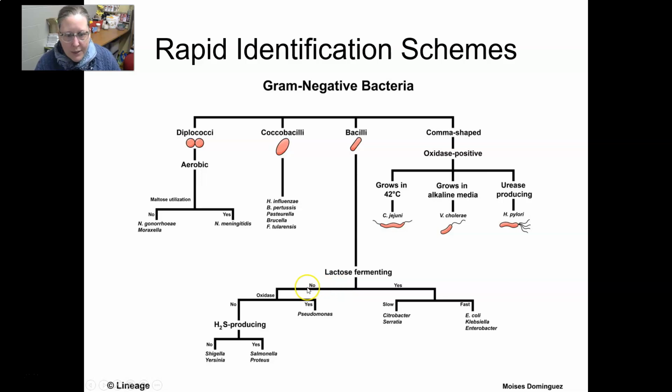If it is non-lactose fermenting, but it is oxidase positive, it's Pseudomonas. If it is non-lactose fermenting and oxidase negative, and it produces hydrogen sulfide, then it's Salmonella and Proteus. If it doesn't, it could be Shigella or Yersinia. And then we have the comma-shaped ones that are oxidase positive, depending on the media they grow on. We have Campylobacter, Vibrio, and H. pylori.